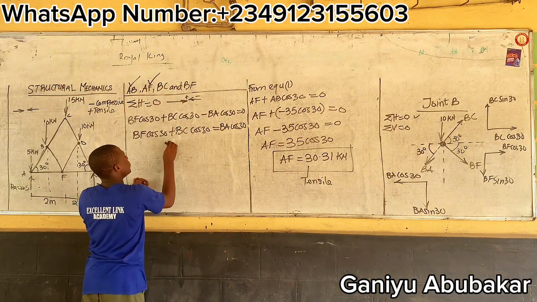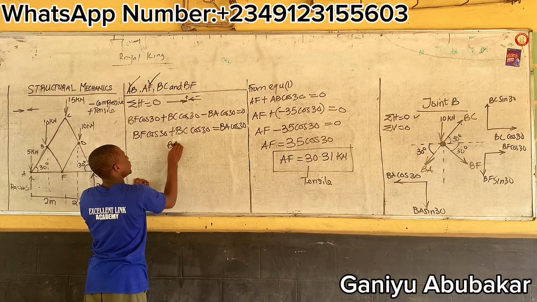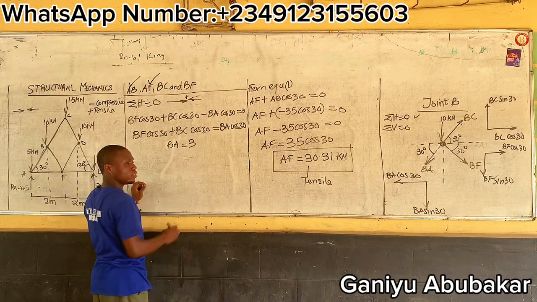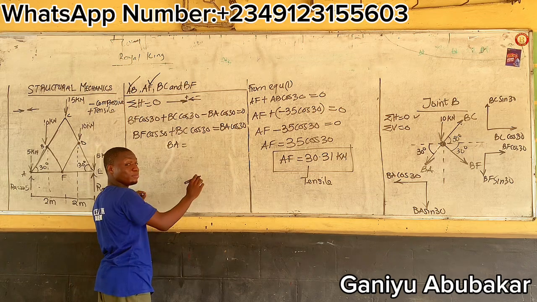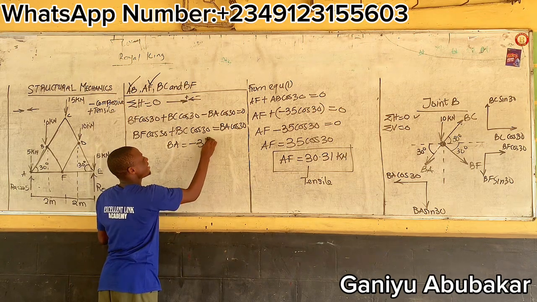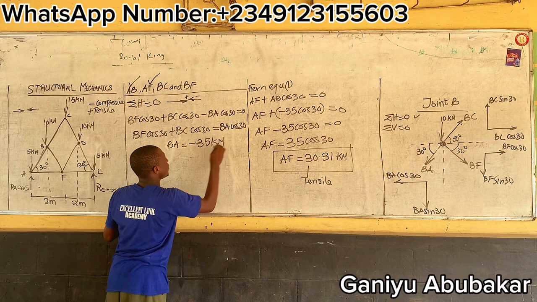So what's BA? Is it minus or plus? So why are we telling him 35 minus what? 35 what there? So here's the thing.